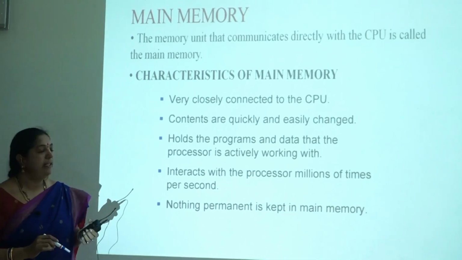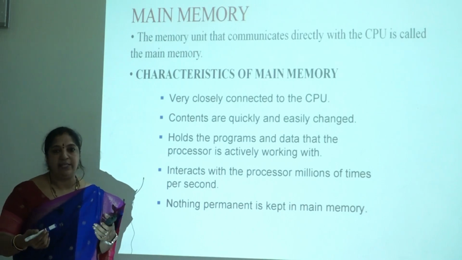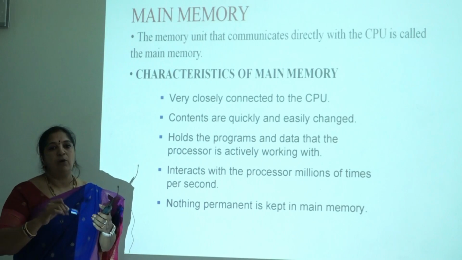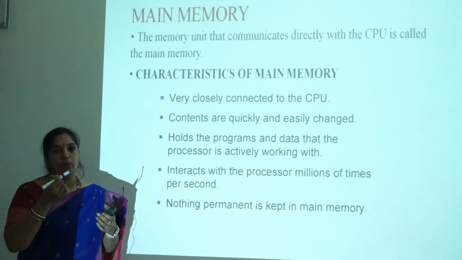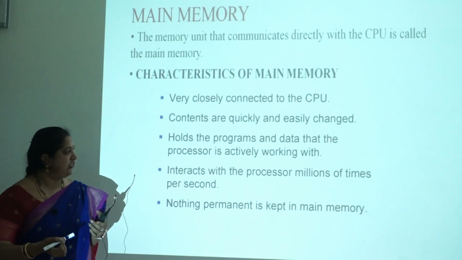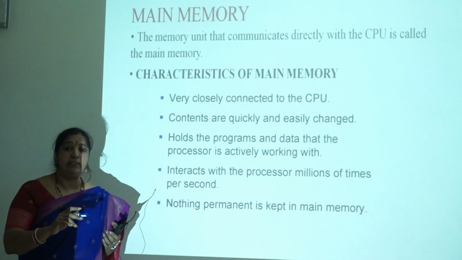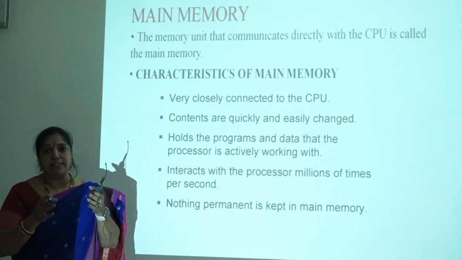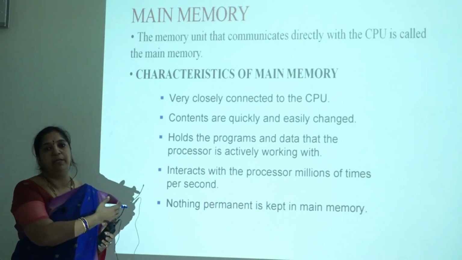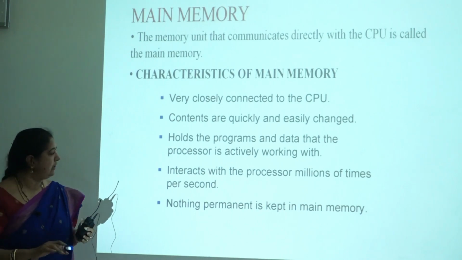Next, coming to the characteristics, these are the important characteristics. First, you can see it is very closely connected to the CPU. Then contents are quickly changed because it directly interacts with the CPU or processor. So whatever changes you want to make to the content available in the main memory, it can be changed very quickly. Then whatever program or process the processor is working on, all the relative information should be held by the main memory. Then only it can work. Directly from the secondary memory it cannot take.